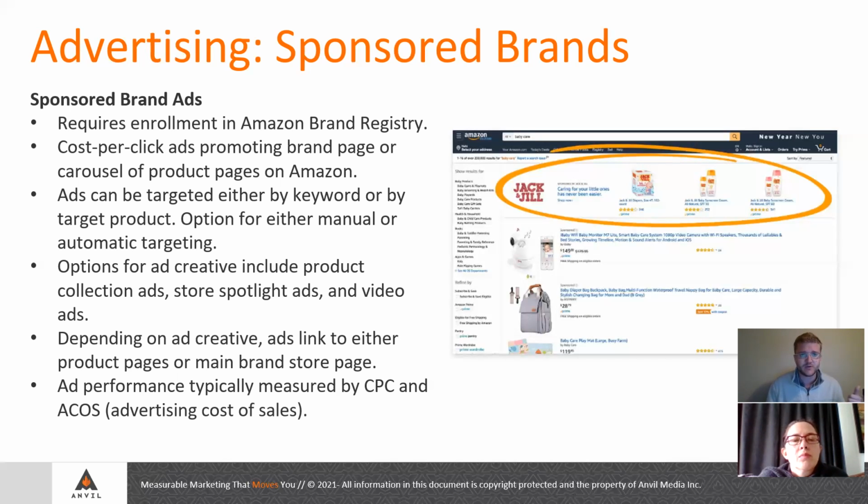Also, similarly to sponsored products, these are targeted by either keyword or by target product. So that's either similar products or other products or competitor products. You're manually targeting keywords. You also have the option to do automatic targeting for sponsored brand campaigns, the same way you do for sponsored product campaigns. These ads are measured in the same aspect as sponsored product campaigns, where you're looking at cost per click typically, and your advertising cost of sales.